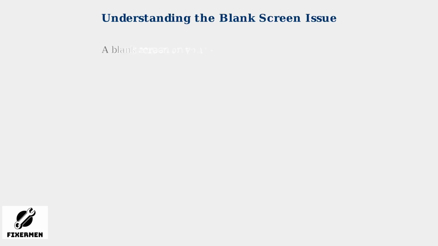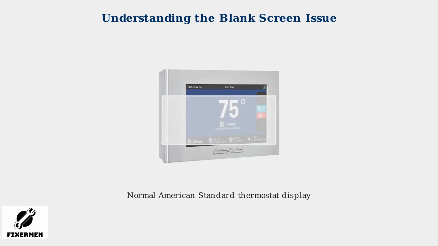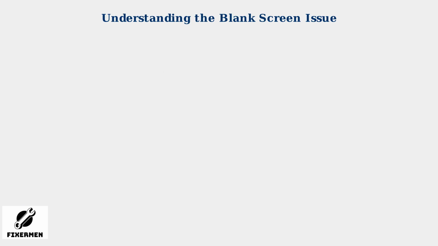A blank screen on your American Standard AC display means the control panel isn't showing any information. This indicates the thermostat has stopped displaying temperature readings, system status, or menu options. This is a common problem that can stem from several causes. We'll explore these causes and the fixes available.